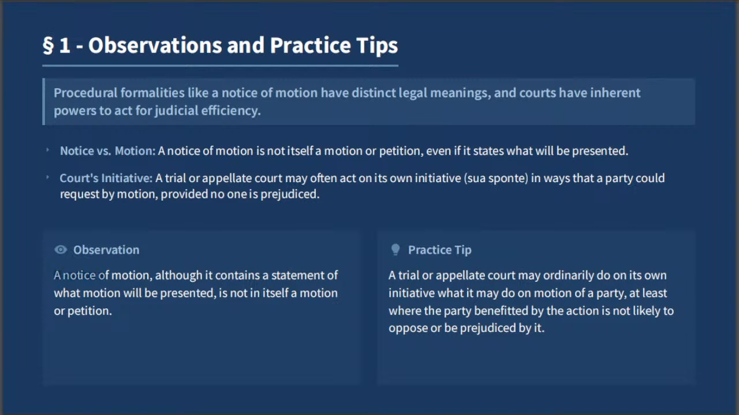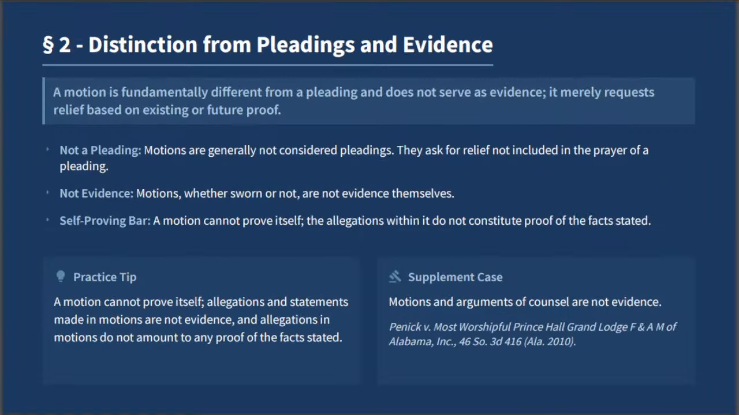Our observation here is a notice of motion, although it contains a statement of what motion will be presented, is not itself a motion or a petition. And our practice tip here is a trial or appellate court may ordinarily do on its own initiative what it may do on motion of a party, at least where the party benefited by the action is not likely to oppose or be prejudiced by it. So the court can't act sua sponte to one party's prejudice or with bias towards one party. Should be judicial efficiency. All right, on to the next page.